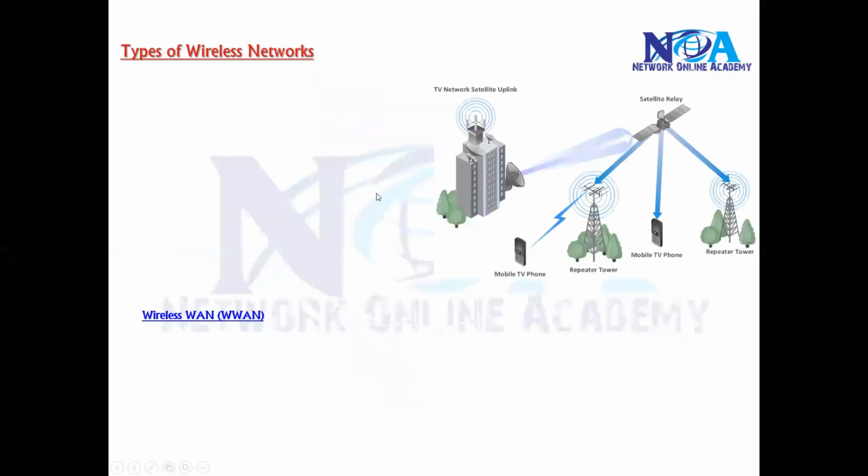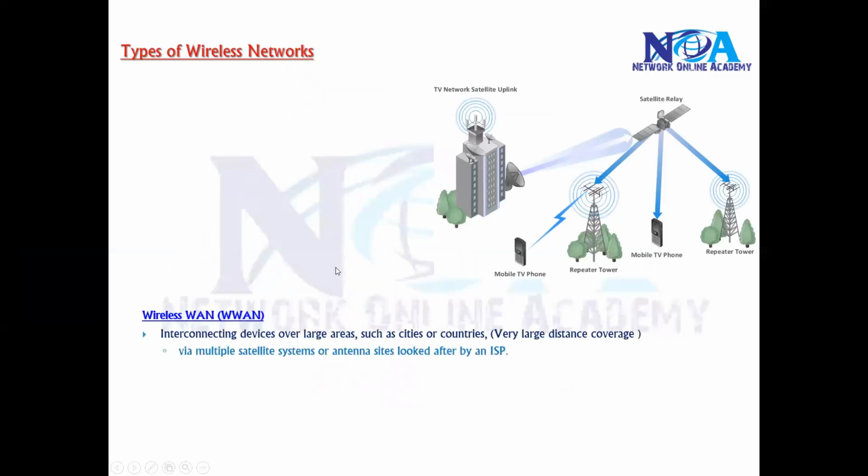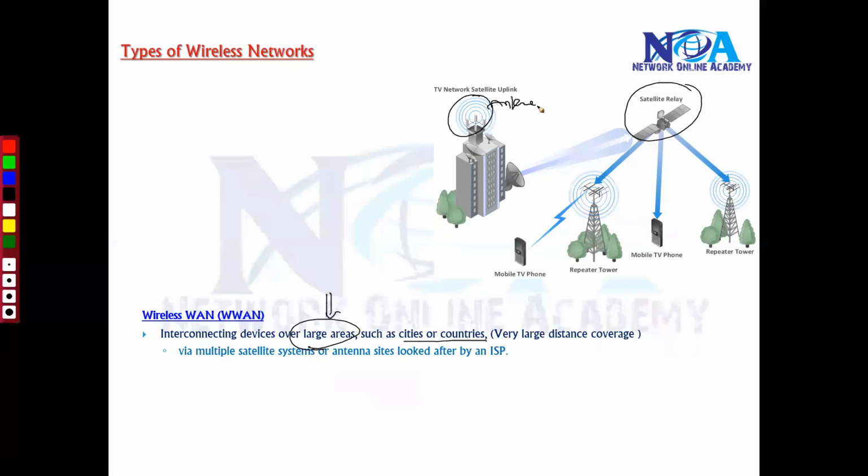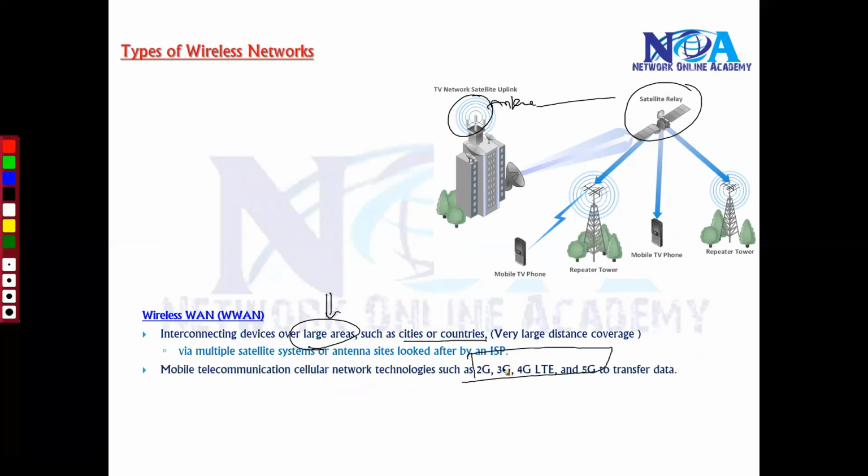Now, likewise, we do have WAN, the wide area network. When you talk about a wide area network, it is nothing but a network built over large areas or connecting multiple sites, probably between cities or between countries. Typically they will use some kind of satellites and antennas on top of buildings to provide the connectivity.